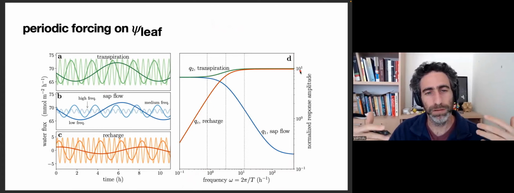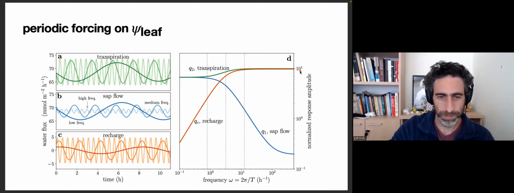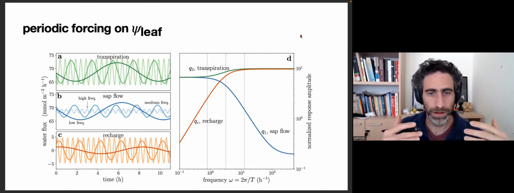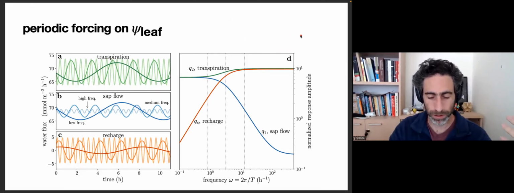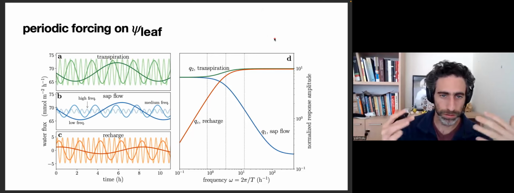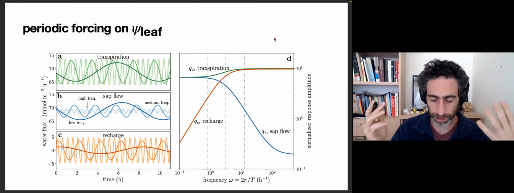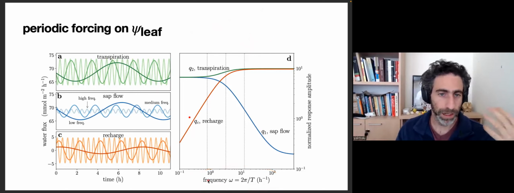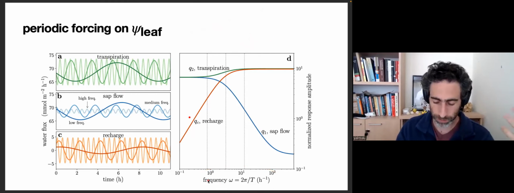But I'm thinking of the following. We can take any signal and Fourier decompose it into its basic frequencies. And so any signal is made of long and short waves. So if I think like that, it is warranted to think of all sorts of frequencies.